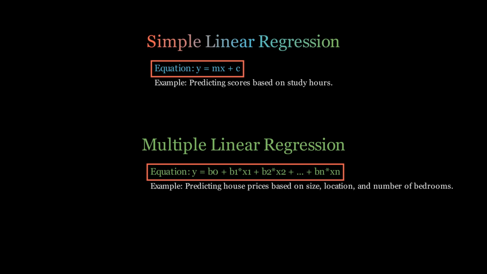It models the relationship between a dependent variable and multiple independent variables. The equation is y equals b0 plus b1 times x1 plus b2 times x2, and so on.